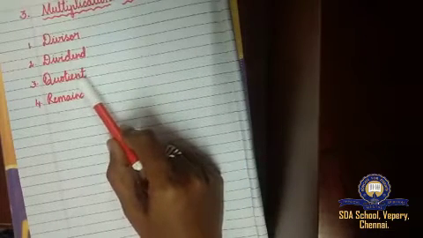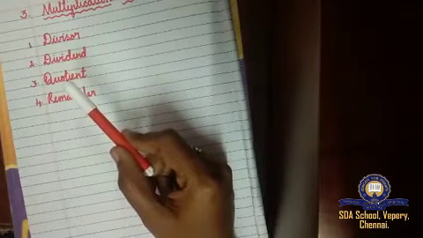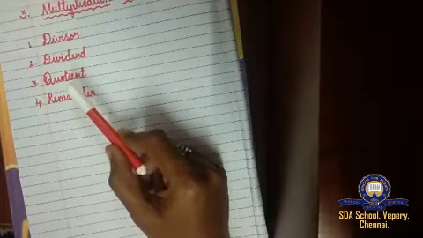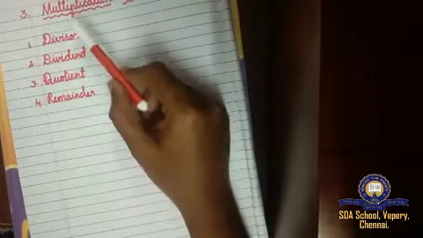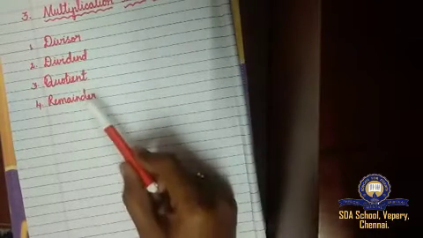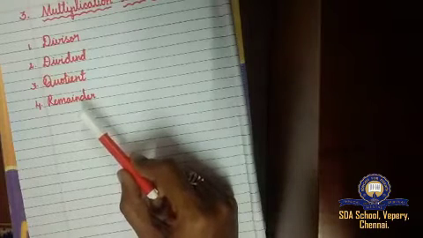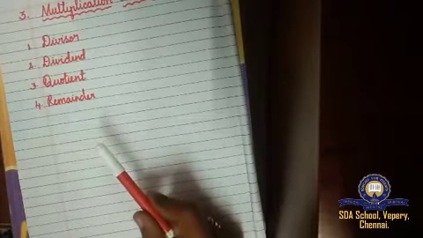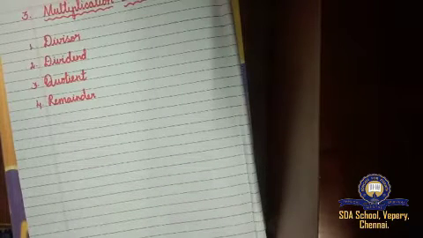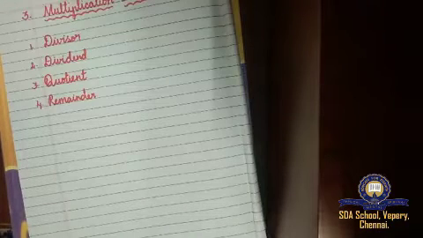Next, quotient. Quotient means a result obtained by dividing one quantity by another. You will get a result by dividing one quantity by another. So when you divide the dividend by the divisor, you will get a quotient as a result. And the fourth one is remainder. Remainder is the amount left over after performing a sum. Simply remember that leftover part. Shall we start a sum?